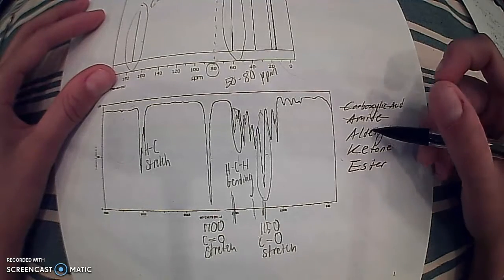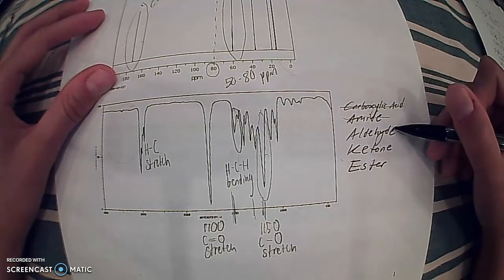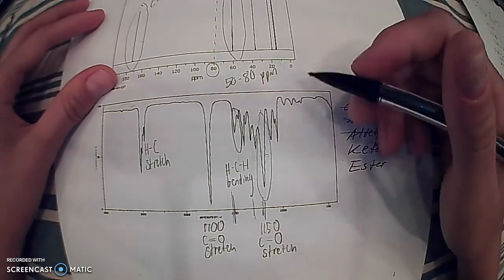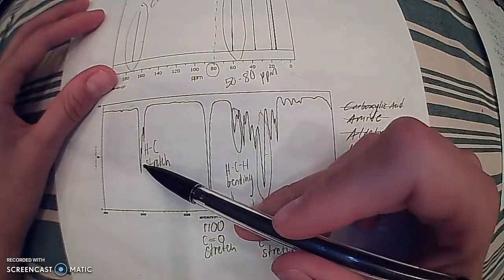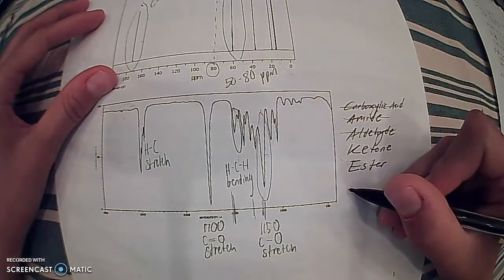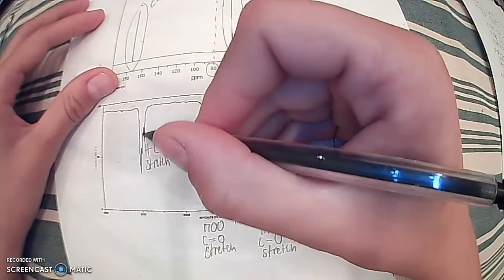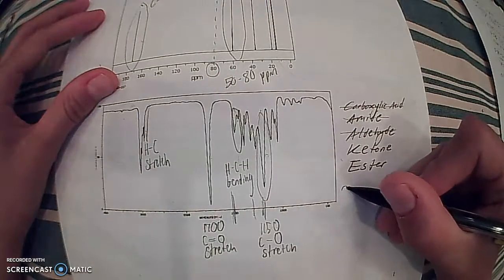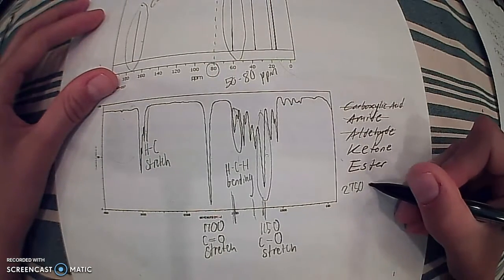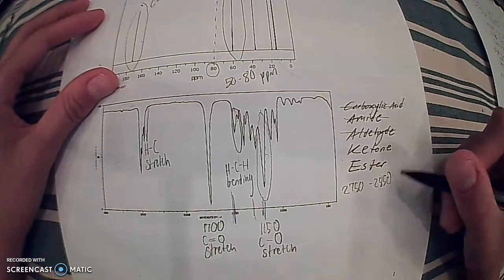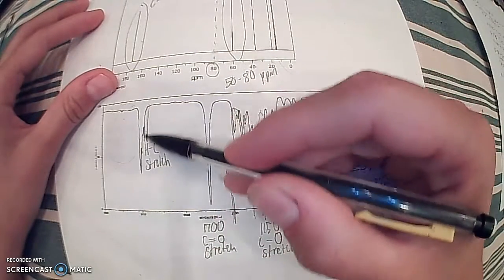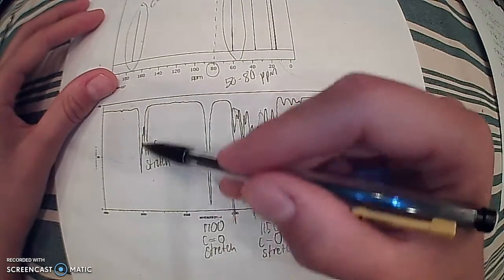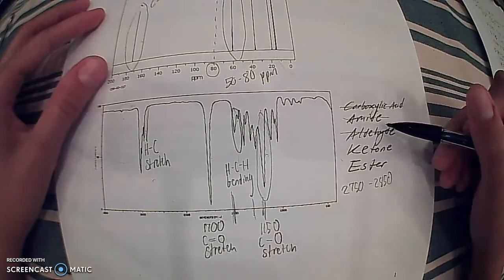So the aldehyde is a little bit more difficult, but we're also going to be able to cross that one off, because the aldehyde shows a kind of double peak between the 2750 to 2850 range, and we're not seeing a prominent second peak. It's just sitting between that 2900 and 3000 mark, so we can cross that off.